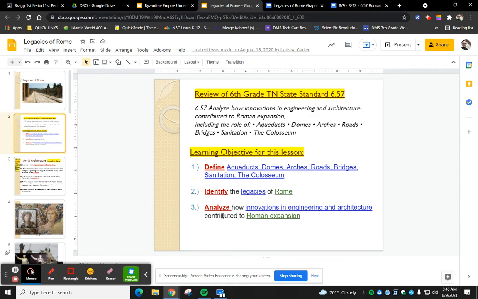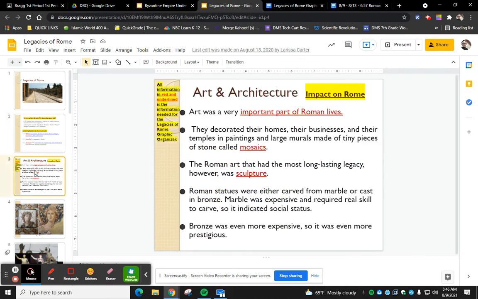Our main learning objective today is to analyze how the innovations in engineering and architecture contributed to Roman expansion. So, how did Rome expand because of these? And also, how does it impact the United States today? We are identifying those legacies, how they contributed to the advancement and expansion of Rome, and how they have helped us in the United States today. So our first one is going to be art and architecture, impact on Rome. Everything through here, you're going to write on impact on Rome, art and architecture. Remember, you are only writing the red and underlined info, just like our notes last week.